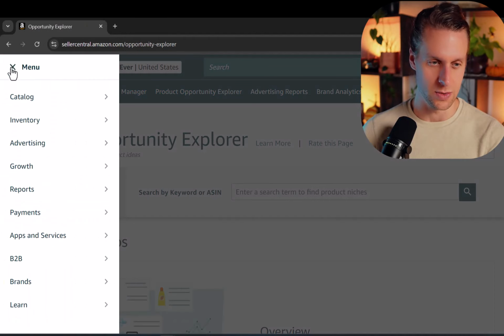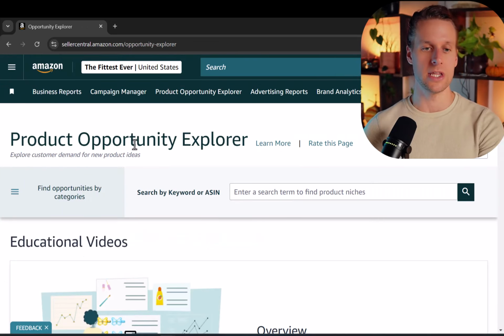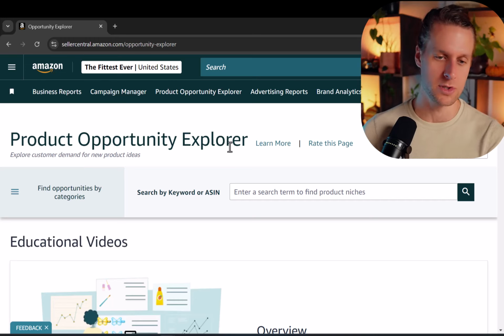So I'm going to share my screen. We're going to jump right in. All right, first of all, how do you get to this tool? You're just going to hit the hamburger menu, go down to growth, and then hit Product Opportunity Explorer. That's going to pull up a screen that looks like this. It says Product Opportunity Explorer.